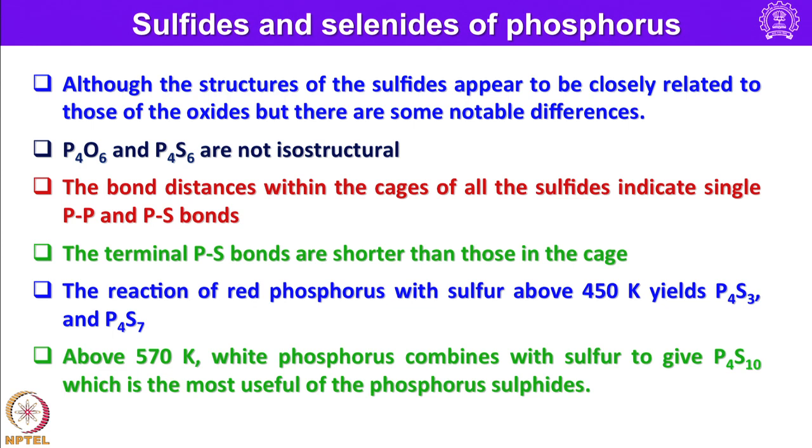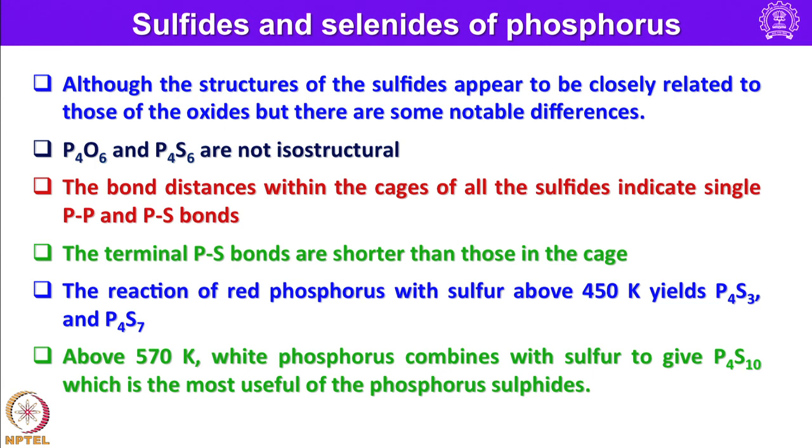Although the structures of the sulfides appear to be closely related to those of oxides, there is a remarkable difference. For example, P4O6 and P4S6 are not isostructural. You are already familiar with the structure of P4O6. In a couple of minutes, I will be showing you the structure of P4S6. You can see the differences in the structure. That means, although they appear similar, they are not isostructural. The bond distances within the cages of all the sulfides indicate single P-P and P-S bonds. The terminal P-S bonds are always shorter because of having a P=S double bond.